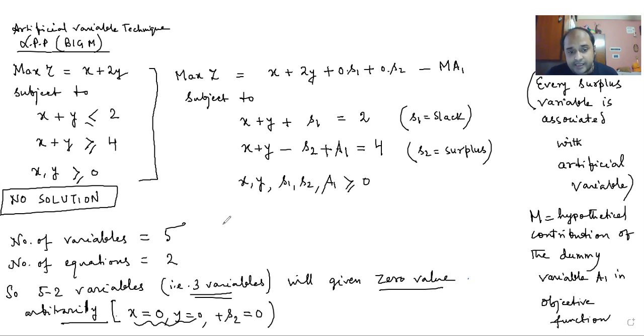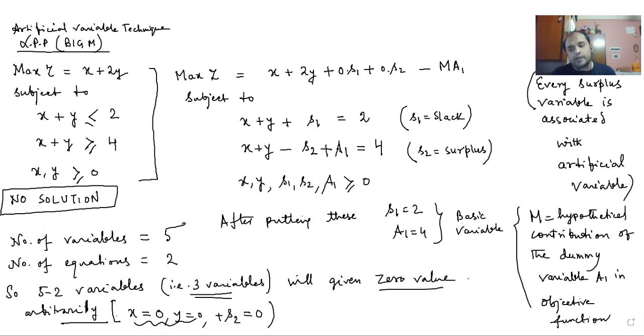After putting these, we get S1 equal to 2 and A1 equal to 4. These are called the basic variables. We are now going to construct the simplex table on the next page. Can I go to the next page?